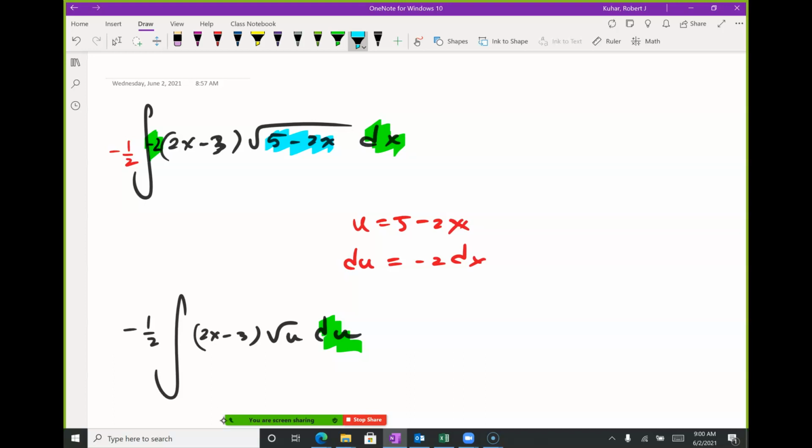But I have to solve this for x. I don't know if you see it, but I can solve it for 2x and make it a little bit easier. So what do I get? 2x is 5 minus u. And so now I can just plug in for 2x there. You don't have to do it this way, by the way. If that doesn't make sense to you, solve for x, and plug in for x.